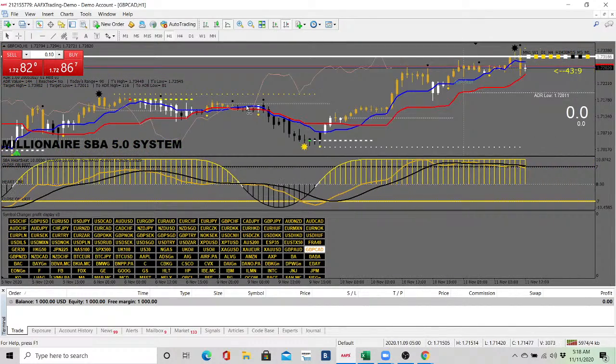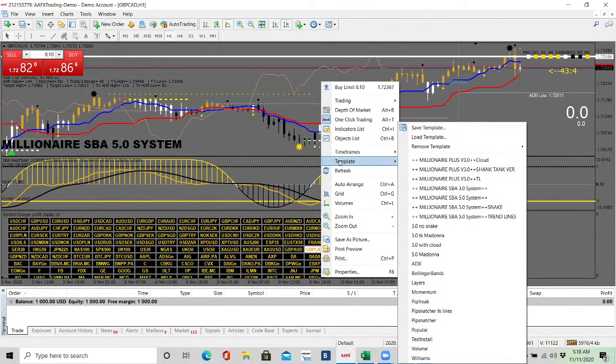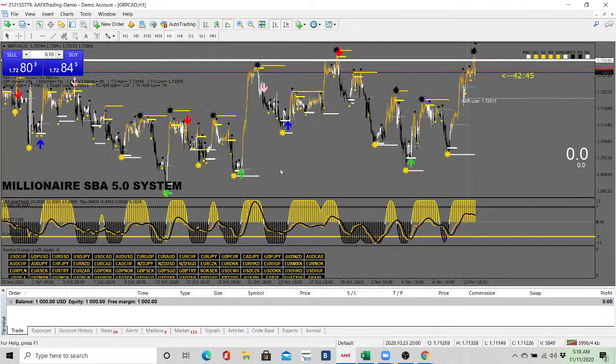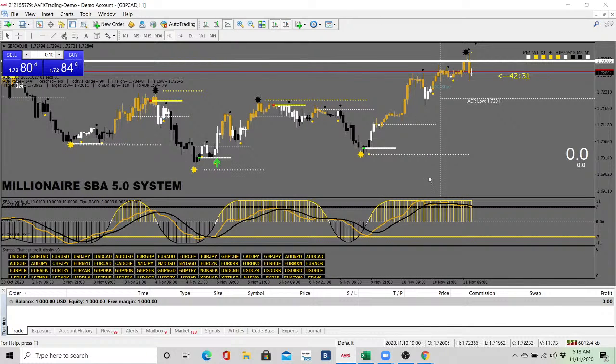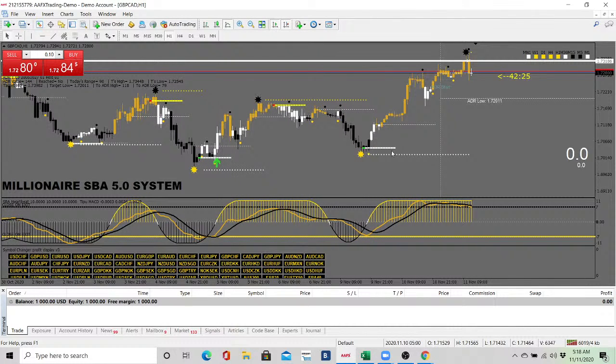So there are several charts. Let me show them all that are templates that the SBA 5.0 system have. So I started with the SBA, the Millionaire 3.0 system, and I still love it. But I think I'm looking at the regular 5. So I guess this would be the original 5.0. Let's zoom out a little bit. What would be the difference in the one that I'm looking at and this one?